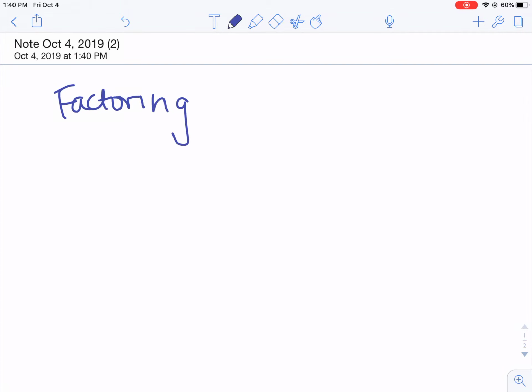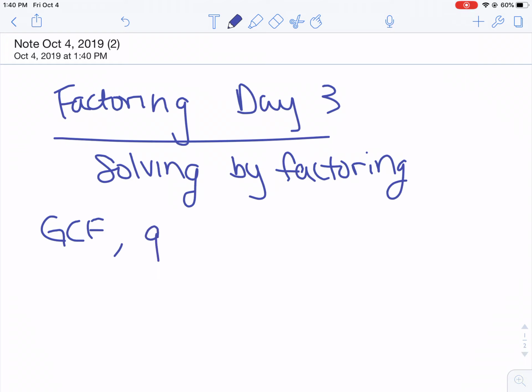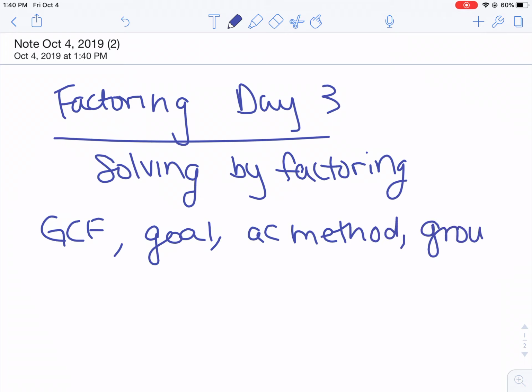All right, guys, this is factoring day 3, and this is actually kind of a review, but it's solving by factoring. So what we're going to be doing today is we're going to be doing some GCF problems, some goal problems, some AC method problems, and some grouping problems, and we're going to actually solve for x in all of these. So instead of just factoring them, we're going to find out what x actually equals in all of them.